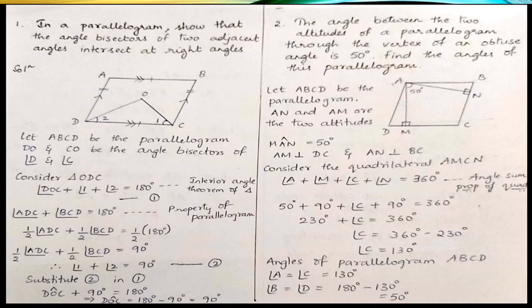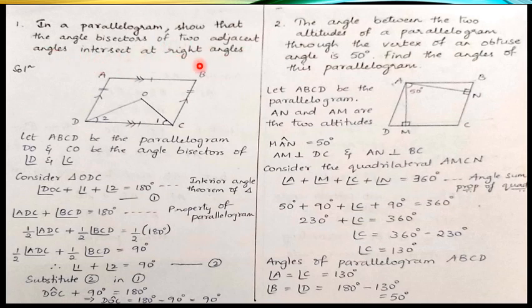In a parallelogram, show that the angle bisectors of two adjacent angles intersect at right angles. This is your question. The question clearly says the quadrilateral is a parallelogram. The angular bisectors divide the angle into two equal angles, and those of two adjacent angles intersect at right angles.